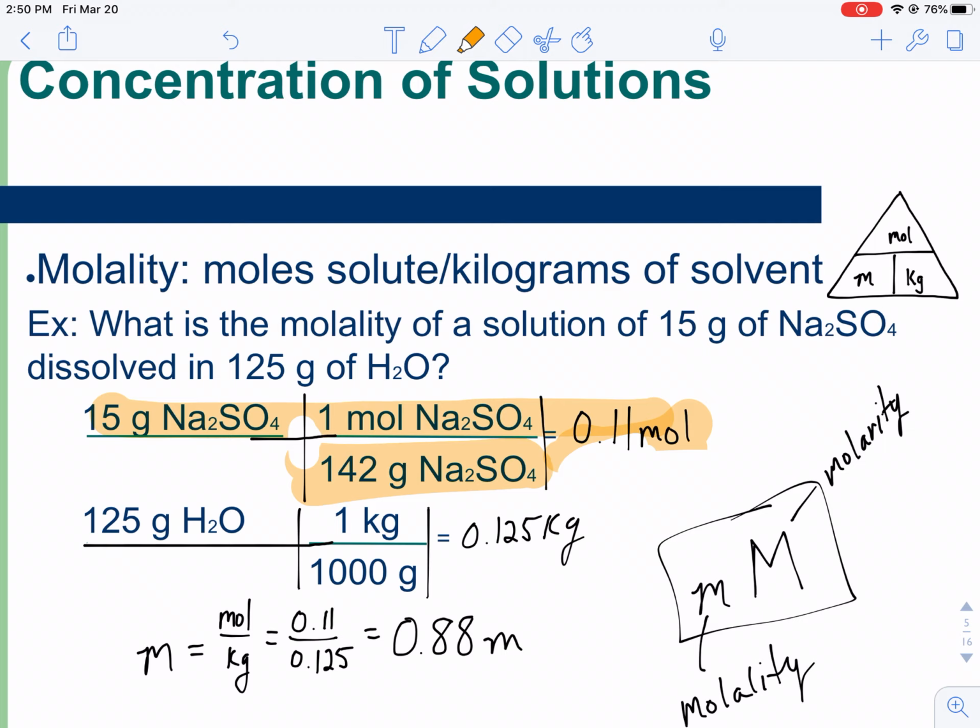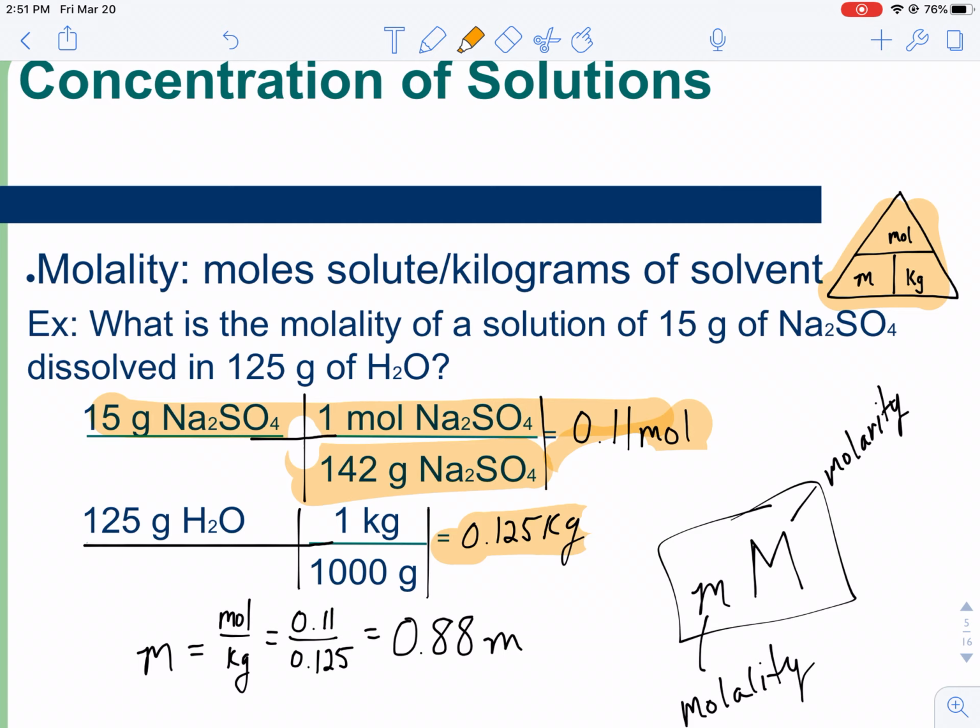Once I have that done, I also have to convert my grams of H2O to kilograms. And you can see that I did that. I took 125 divided by 1,000 and got 0.125 kilograms. I then use the triangle that we have up here and plug my numbers into the triangle to take my moles over my kilograms, or 0.11 divided by 0.125, and I get a 0.88 molality for this particular problem.